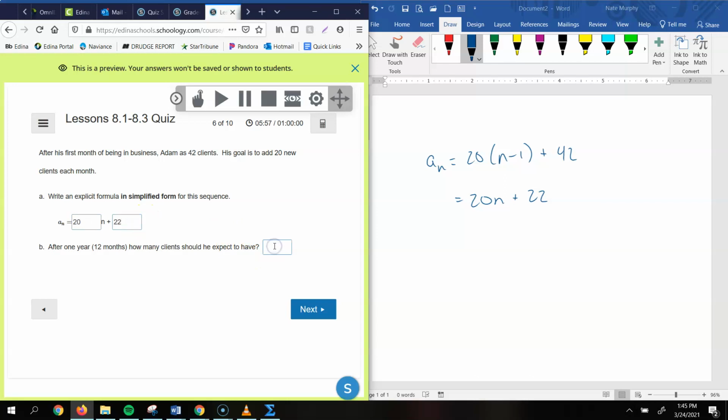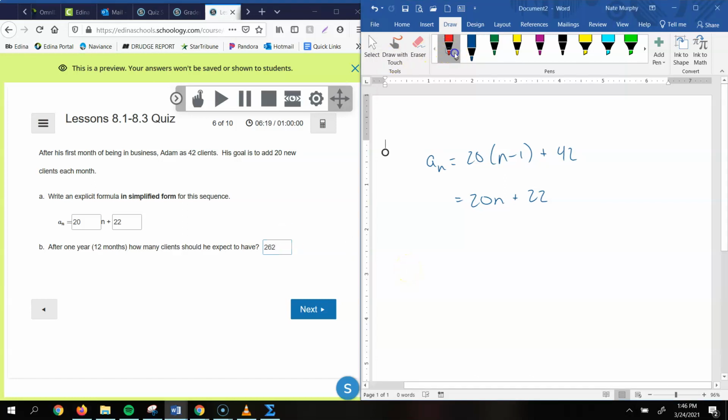Now in part B, it says after 1 year, which is 12 months, how many clients should he expect to have? Again, you want to be careful because we're not going to put 1 in for n, because 1 would represent 1 month, and n is referring to the number of months here. So we would take 20 times 12 plus 22, and when you do that, you get 262 as your answer. The way that we did that is you put the number of months in for n.